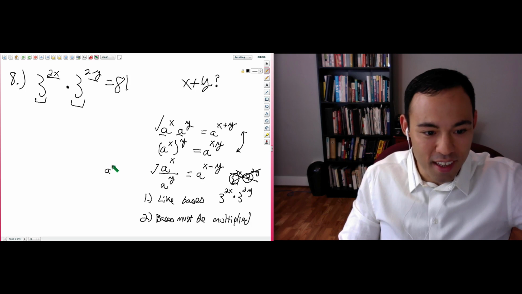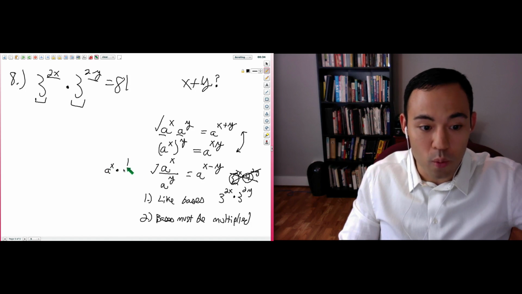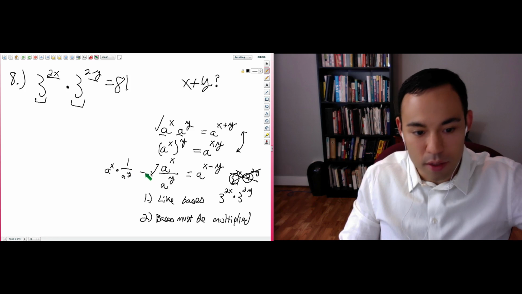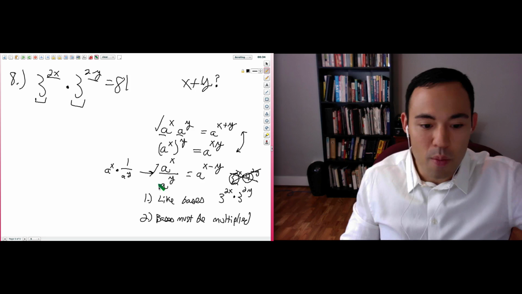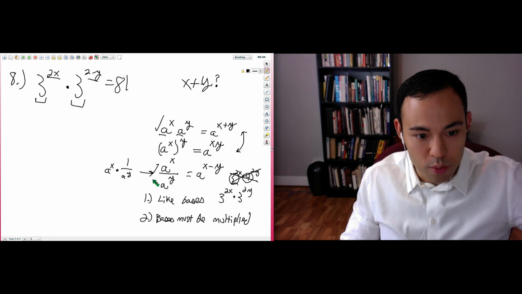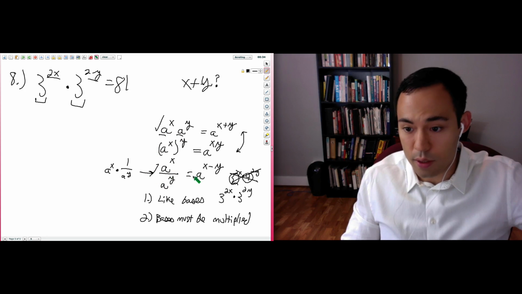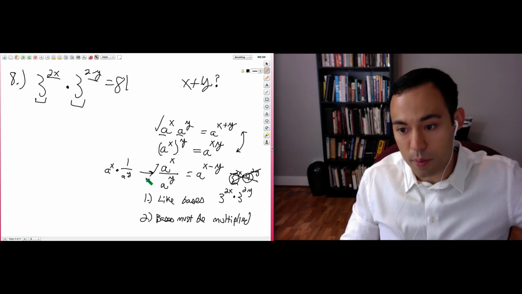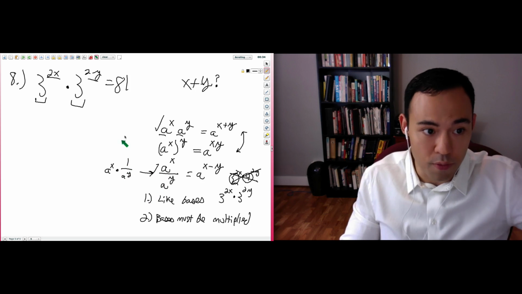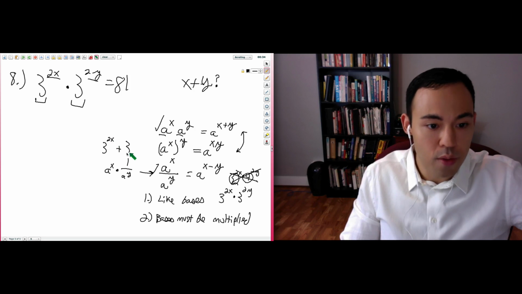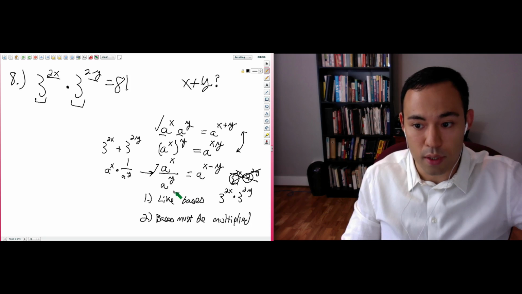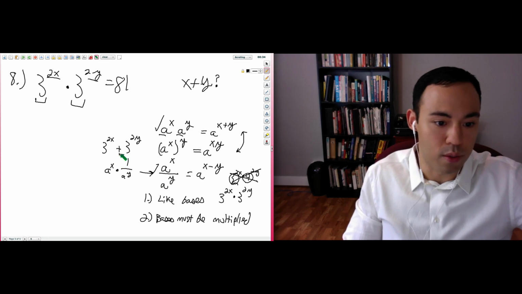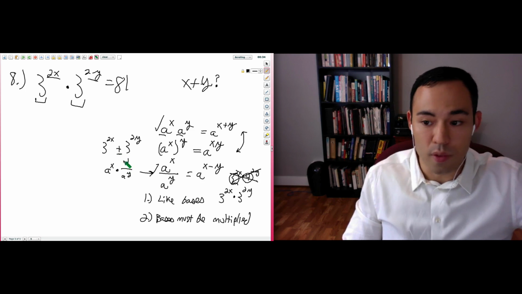You can't apply this rule or that rule because division is actually multiplication. It's actually saying a to the x times 1 over a to the y. This is just a shorthand way we've come up with so we don't have to write things out this way. But anyways, for this third rule I've written to apply, the bases must be multiplied together. So if this problem said 3 to the 2x plus 3 to the 2y, we can't do these rules in the way that I'm about to show you. Or if it were a minus, it's not going to work.